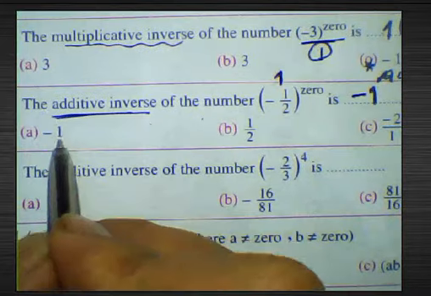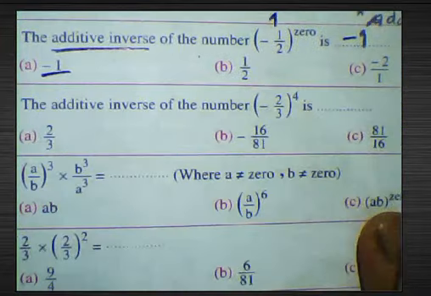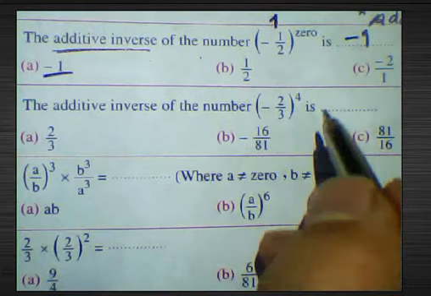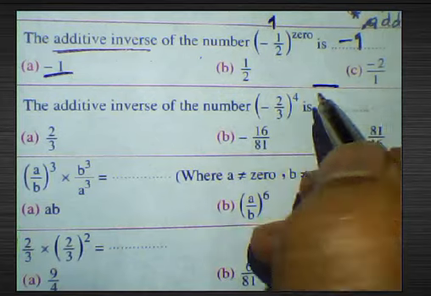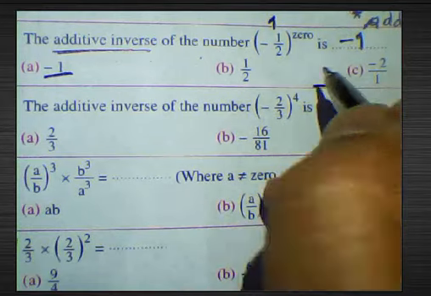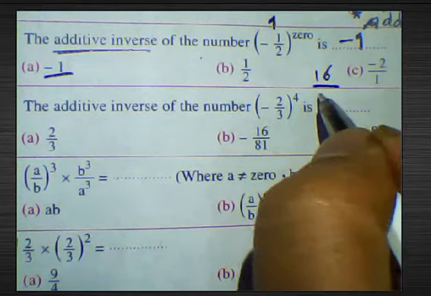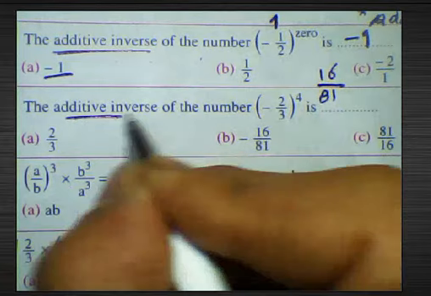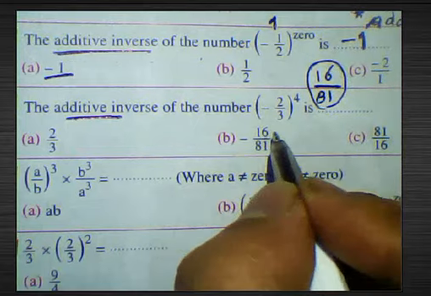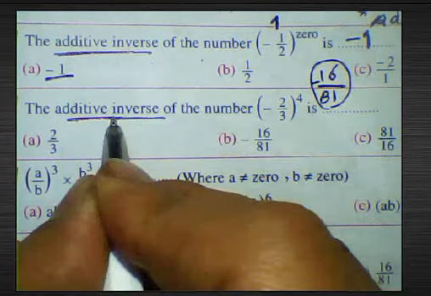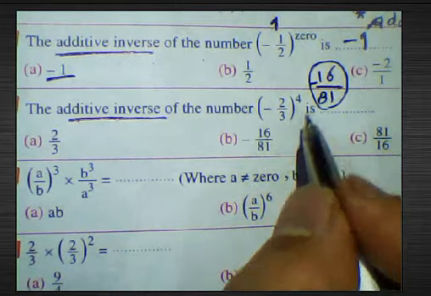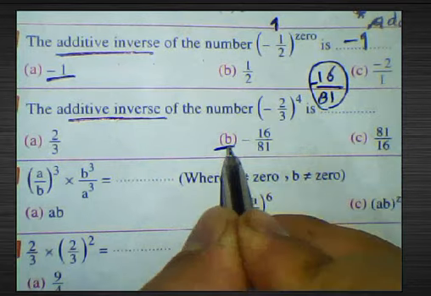Letter A. The additive inverse of the number -2/3 power 4, we can find the result of this example. 2 power 4, it's meaning 2 times 2 is 4, times 2 is 8, times 2 is 16. And 3 power 4 equal 81. He asked about additive inverse of 16/81, it will be negative. We must write negative here. The result will be 16 over 81, so the additive inverse will be negative. So the result will be letter B.